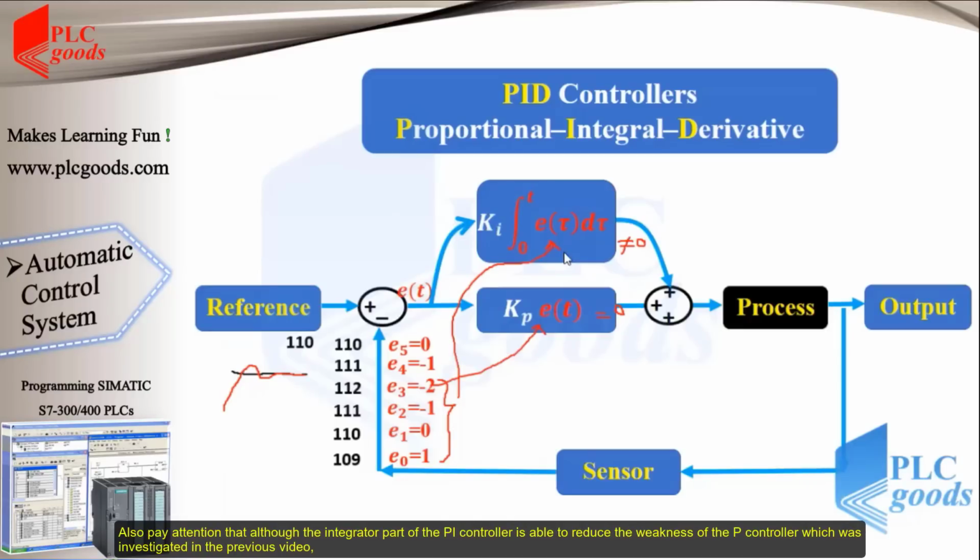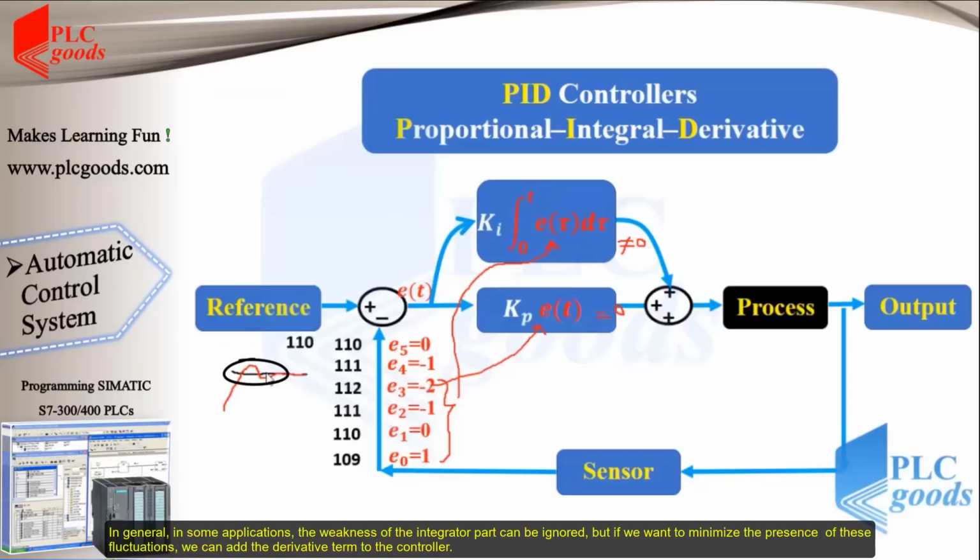Also, pay attention that although the integrator part of the PI controller is able to reduce the weakness of the P controller, which was investigated in the previous video, it introduces a new problem to the performance of the PI controller, and that is the presence of fluctuation at the beginning of the red curve, and as a result it takes more time for the water level to reach the desired level.